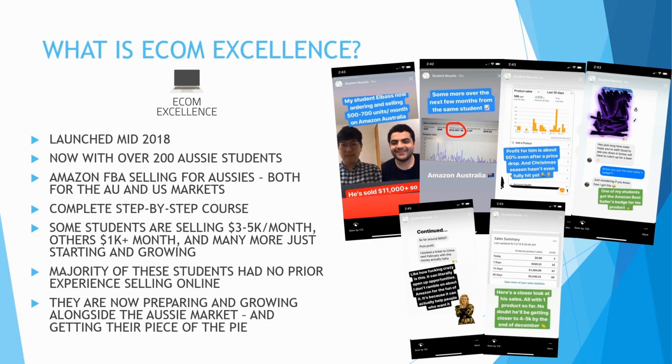So basically, like I said, I launched Ecom Excellence in mid-2018. Back then it was called Amazon Seller Excellence, but I ended up rebranding. I think I rebranded somewhere around 6 months or so ago. I can't remember, but now it's Ecom Excellence. We've got over 200 students now, for people wanting to sell in the US market and in the Aussie market as well.